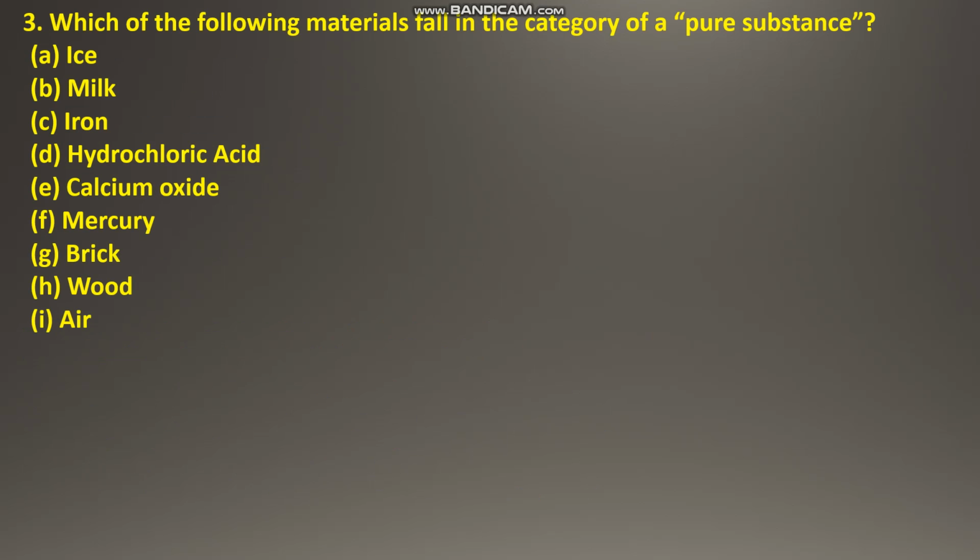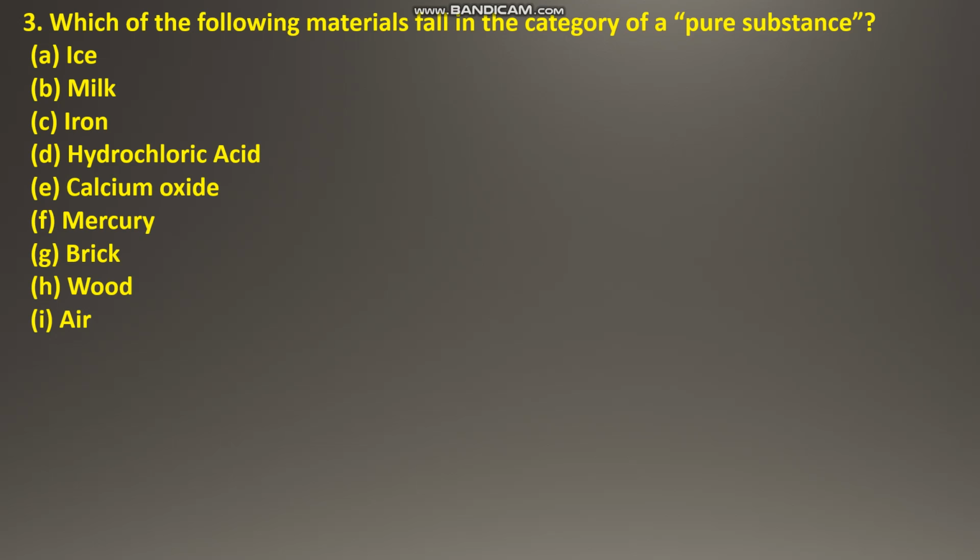Next question. Which of the following materials fall in the category of a pure substance? So already you have studied, pure substance means that it contains the same type of atoms or molecules. So it can be an element or a compound. An element means a particular element that contains the same type of atoms. A compound means that it contains the same type of molecules. So for such questions, how do you select the answer? You select element or compound. They are the pure substances.